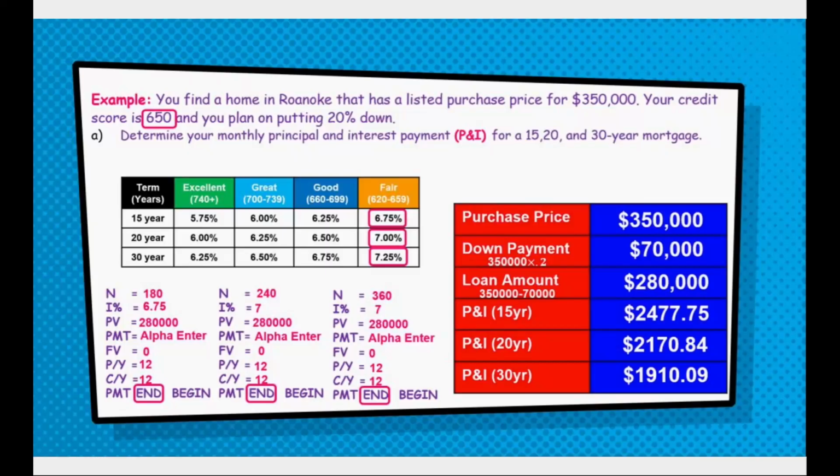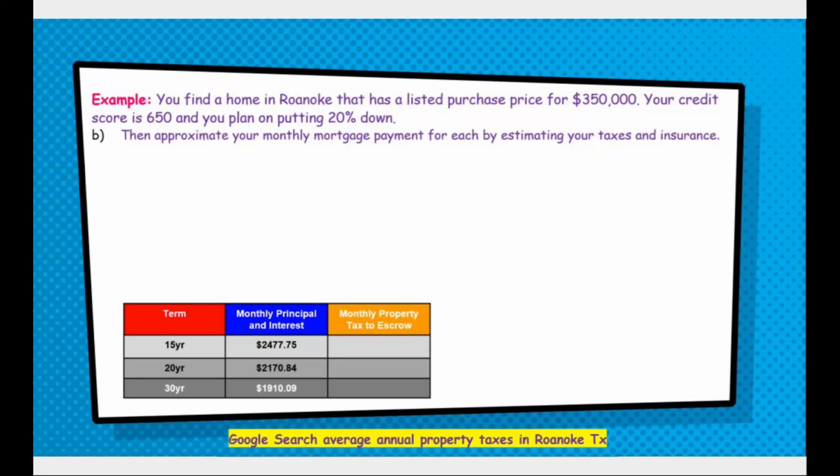That is not your monthly payment. That is your monthly payment for your principal and interest. Let's talk about the other part. Okay, so the way we're going to do this, and when I talk about your project, this is what you're going to do as well.